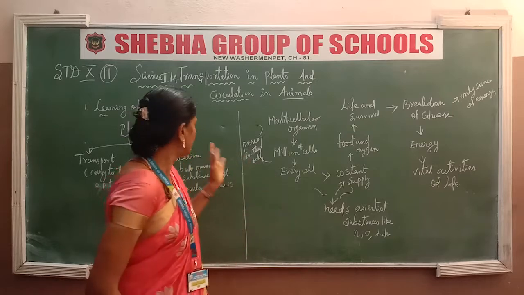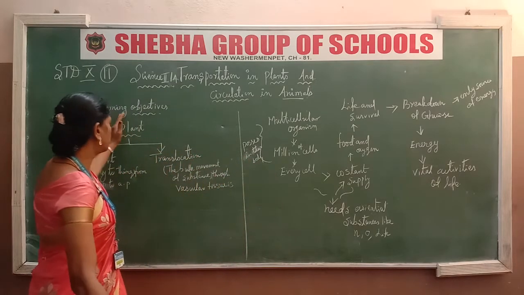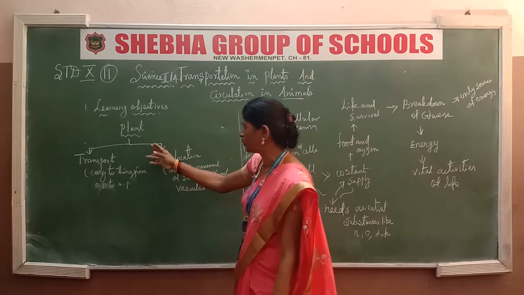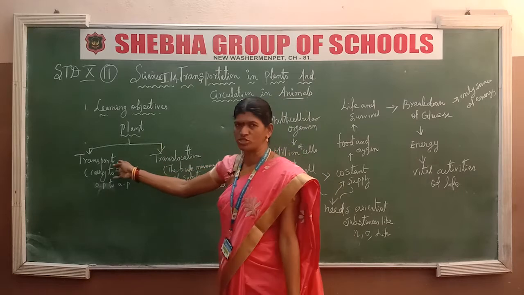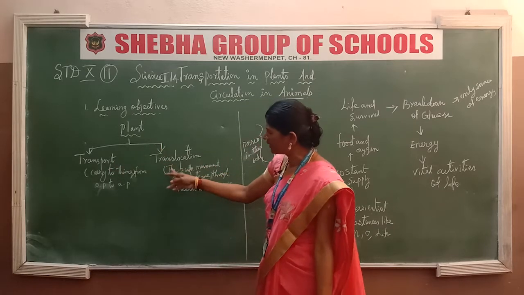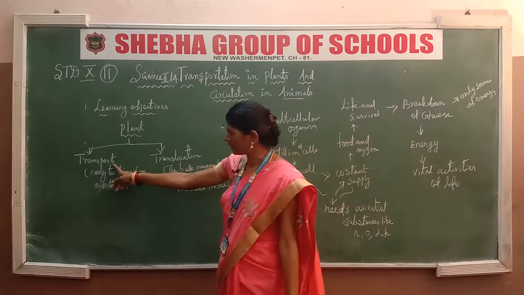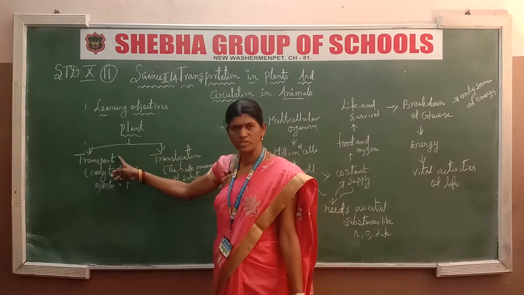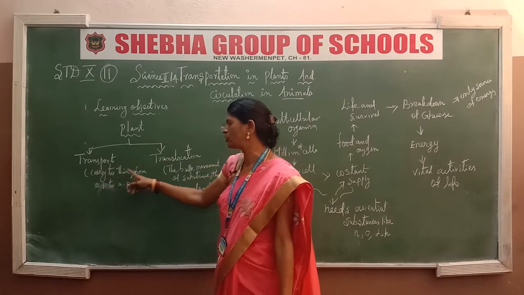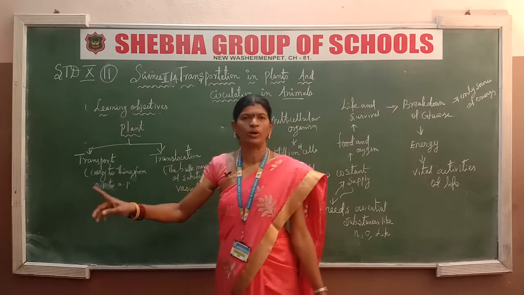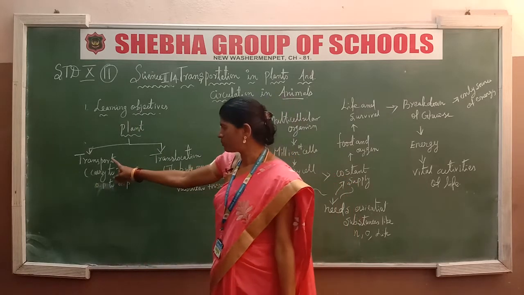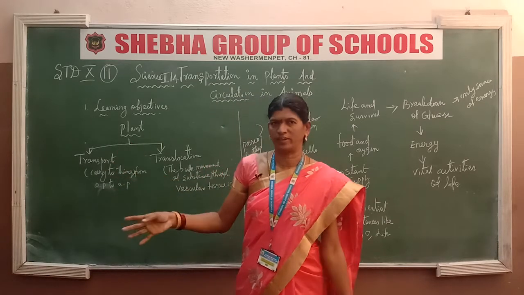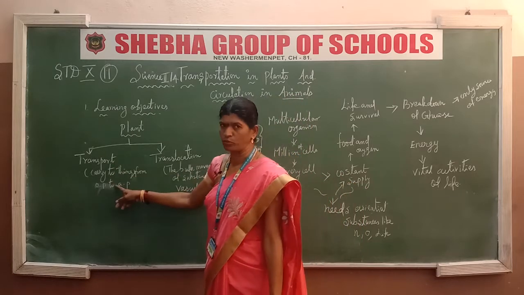Okay, listen, we are going to the lesson. First of all, plant. Transport in plants is divided into two types. One is transport, and another one is translocation. So what is meant by transport? Transport means carrying things from one place to another place. So that is called transport.